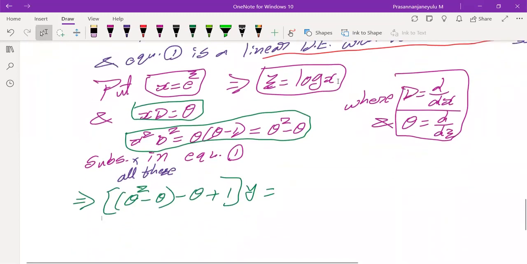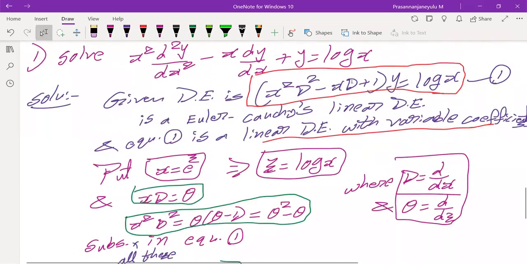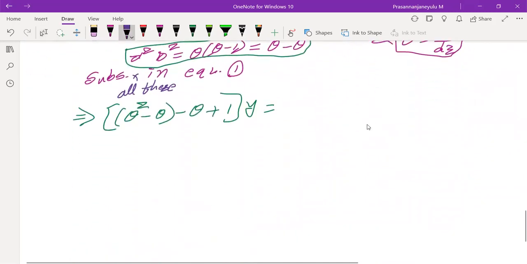What is the right hand side? Log x. What is the log x? It is nothing but z, here it is. So taking this as the equation, before going to equation number 2, I'll do simplification.